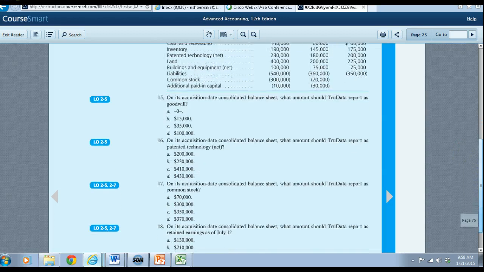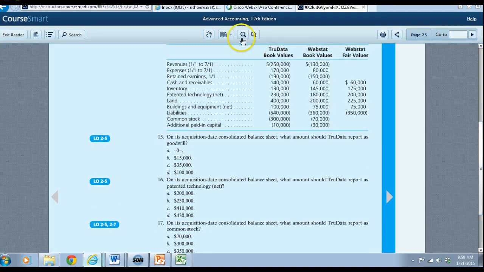The next question says, on the acquisition date consolidated balance sheet, what amount should True Data report as patented technology? So, patented technology should be, True Data's patented technology here is 230. Okay? 230, yes. And WebStats fair values at 200. So the patented technology shown on True Data's consolidated financial statements should be 430.